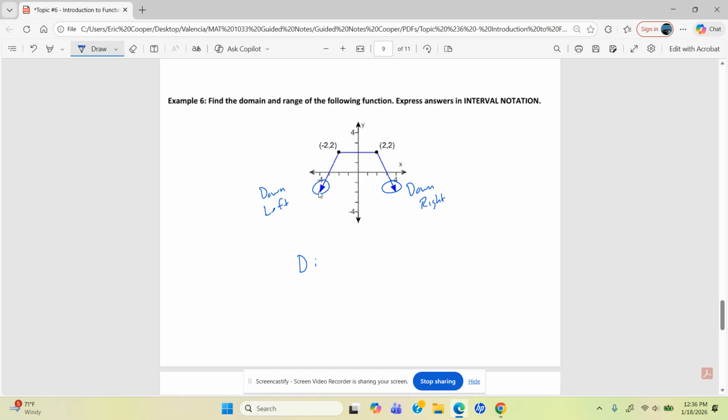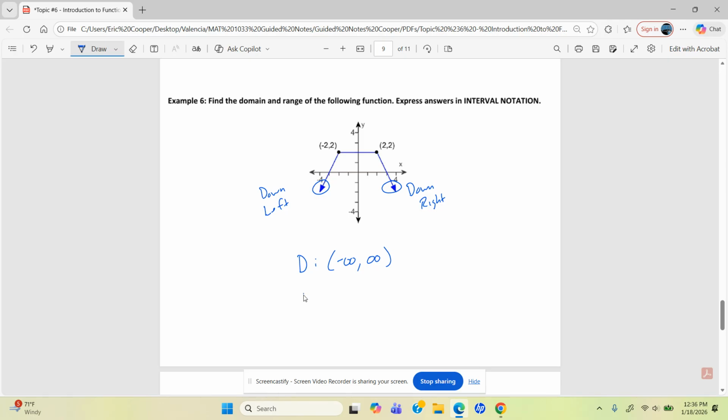Well, we've already proven it's going to go to the left forever, so that means it's going to start from negative infinity. And we've also proven it's going to go to the right forever with this other arrow, so that means it's going to go to positive infinity. So basically it's telling you here the domain is any value of x.